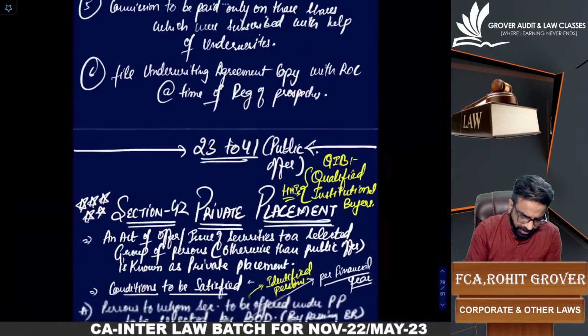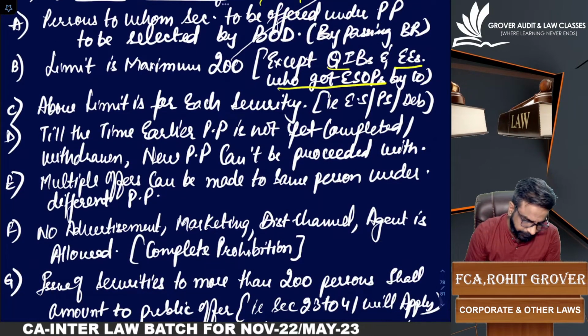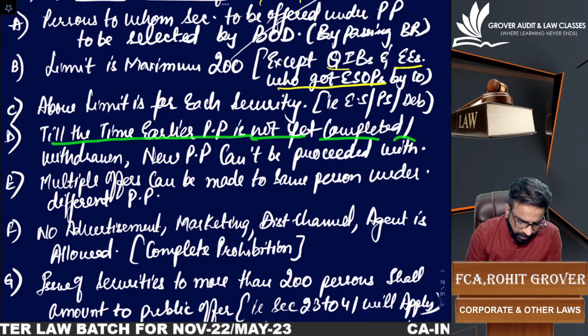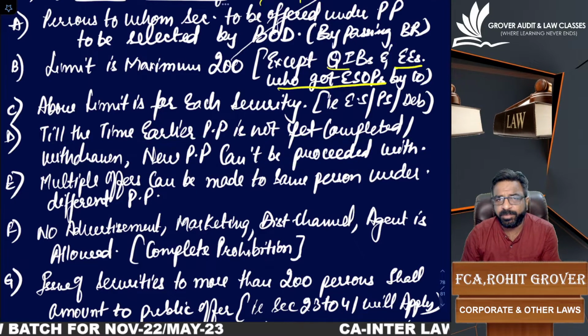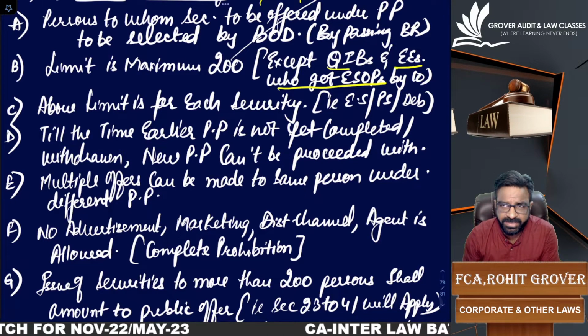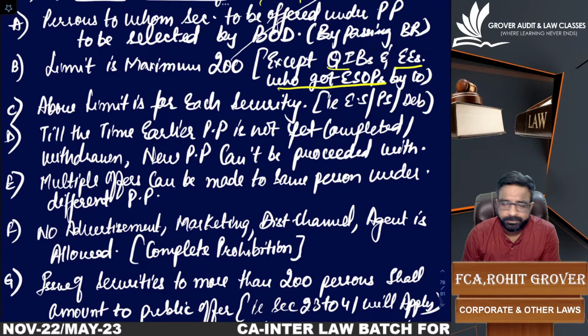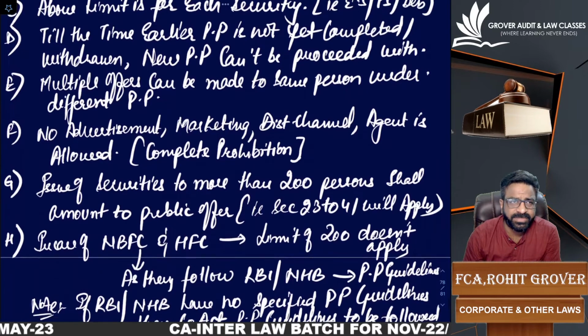Please read the D point again for all of us. Till the time the earlier private placement is not yet completed or withdrawn, a new private placement cannot be proceeded with. Up to this D point, everyone is crystal clear? Any doubt or no doubt? No doubt? Okay. Now, E point, Amma. Please continue with the E point.